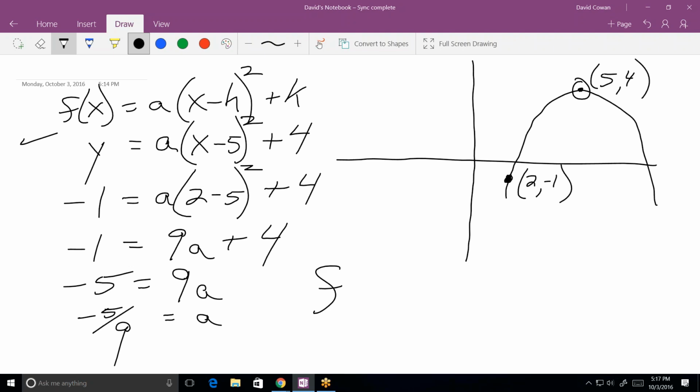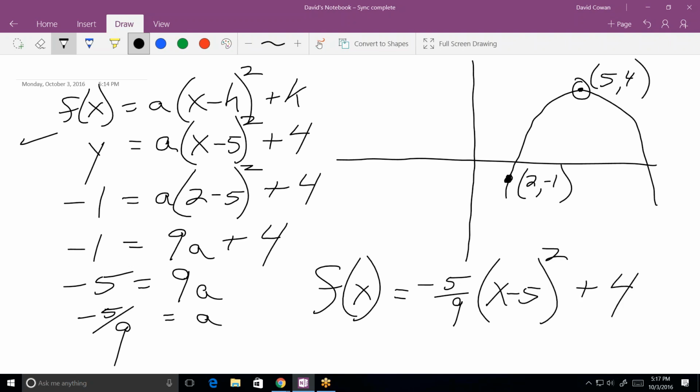Now we can go back and use f of x. f of x is equal to -5 over 9 times (x minus 5) squared plus 4. Cool. And notice that fits our picture. We have a downward opening parabola, so our quadratic should have a negative sign in front of the x squared. By the time I square it and put that negative sign in front, I do have a negative sign in front of the x squared. So it makes sense. And the previous one was opening up, so it made sense. Cool.